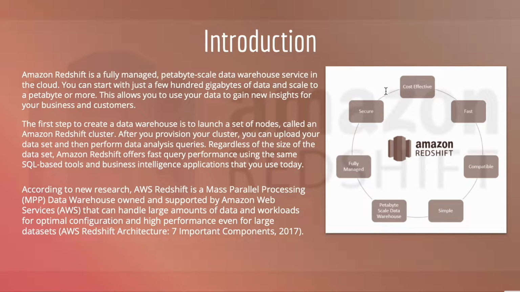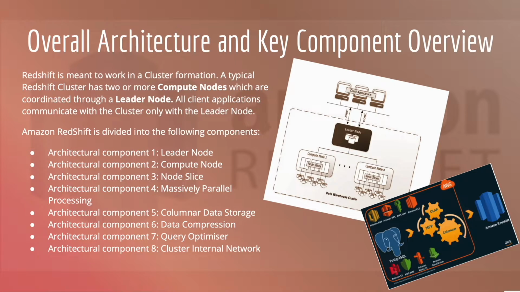Also, on the side, we can see this image which talks about the features of Amazon Redshift. It says Amazon Redshift is fast, it has fast query performance, it's compatible with other tools, it's simple to use, it has great scalability of data, it's fully managed, it's secure, it's cost effective. And for each of these features, we will look at it further down in this presentation.